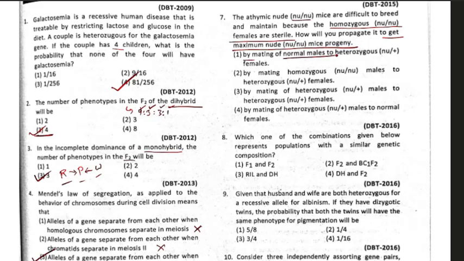By mating a normal male? No, we will not use a normal male. By mating a homozygous NU male to a heterozygous female, we already talked about that, and that's true. Mating a heterozygous male? Why would we use a heterozygous male when we can use a homozygous male? Because the question is saying only homozygous females are sterile. And next, mating a heterozygous NU male, no.